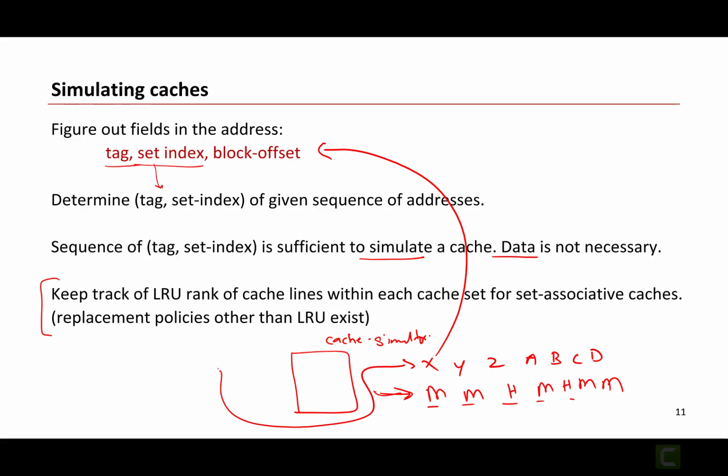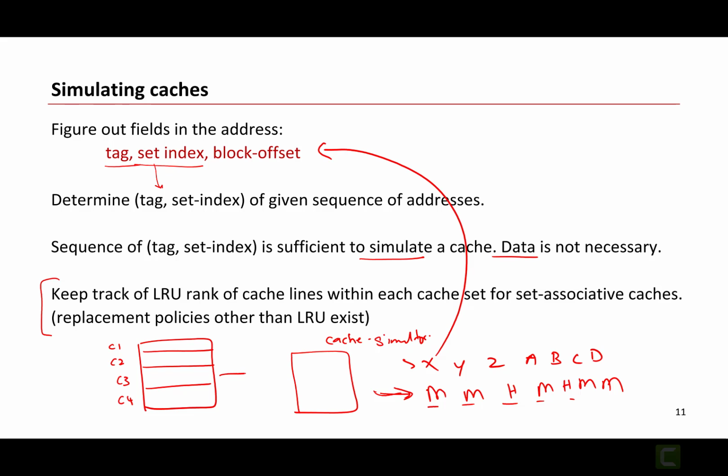The final thing to implement while you're doing a cache simulation is to keep track of the LRU rank for the cache lines. And the algorithm that we talked about for that is for the cache lines within a set. Let's say you have 4 of those. I need to keep track of a counter. I'm going to call that an LRU counter, and that counter is going to keep track of the LRU rank. The higher the rank, the less recently used it is. A higher rank is bad.